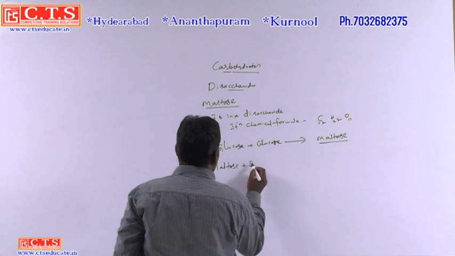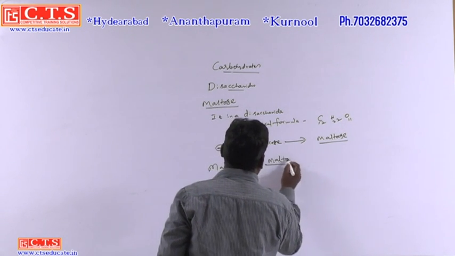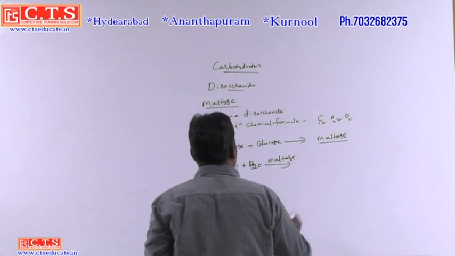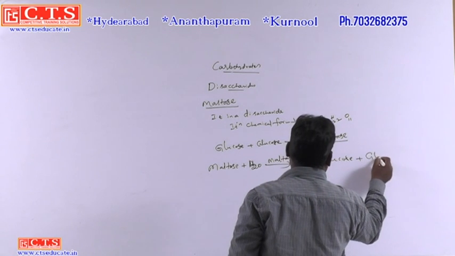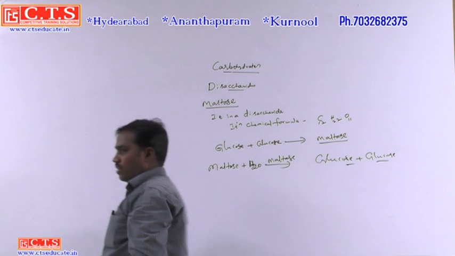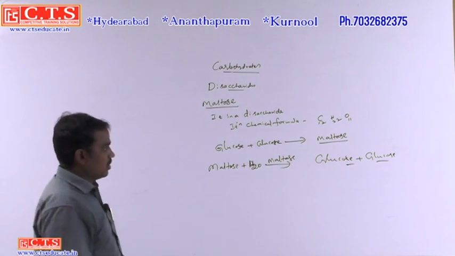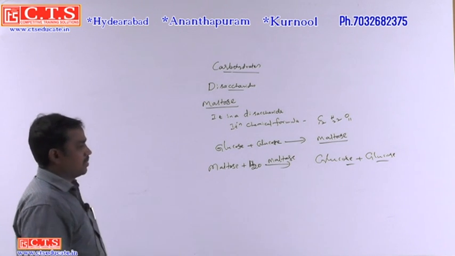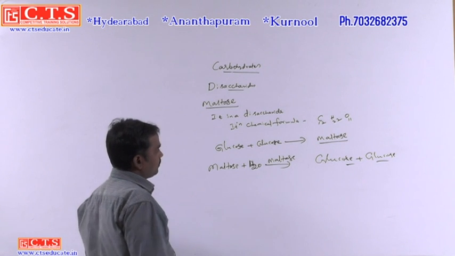Maltose is dissolved in water in the presence of maltase enzyme. Glucose plus glucose, 2 moles of glucose are obtained.